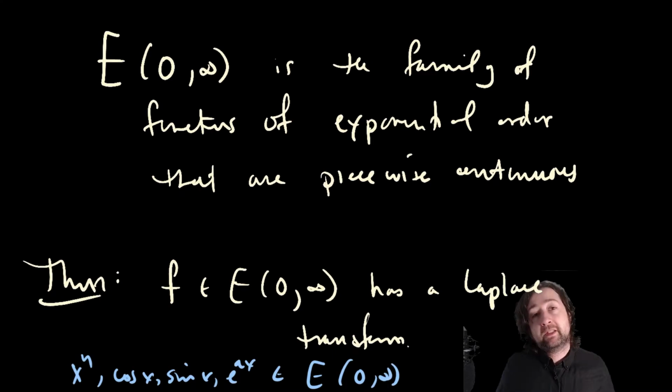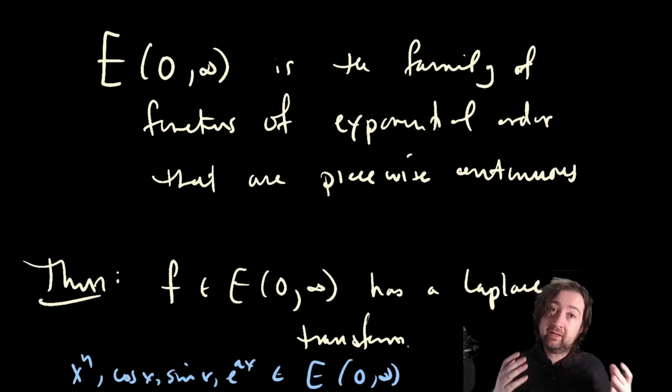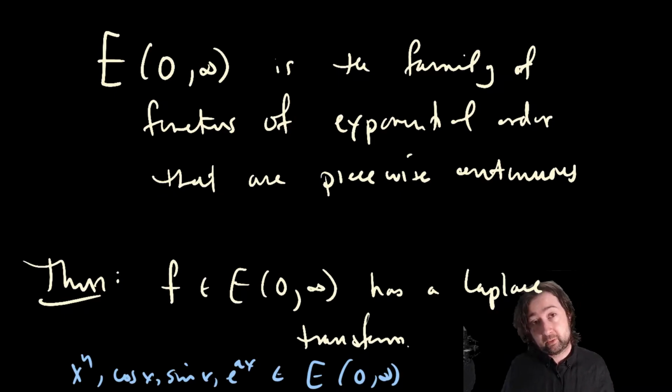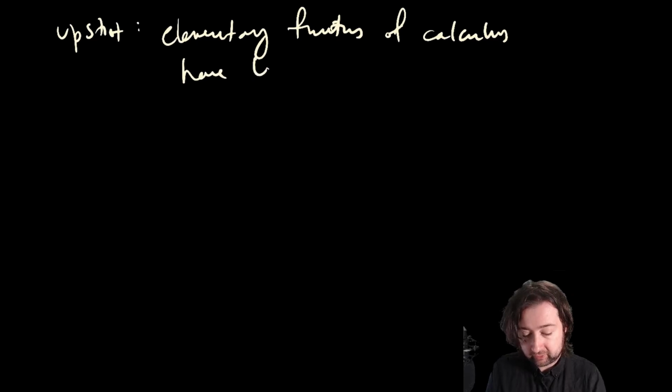I should point out that that doesn't mean that this is all of the functions that have Laplace transform, because there are functions that are not in this family that do have Laplace transforms. For example, 1 over the square root of t has a Laplace transform, but 1 over the square root of t is not of exponential order. The upshot of the theorem is that the elementary functions of calculus have Laplace transforms.